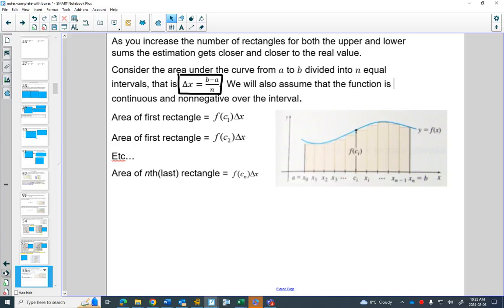So, what would we do? If we were doing the lower sums, we would find out which was the lower point between x0 and x1, and that would be c1. And then we would multiply that by the change in x on the bottom, and that would be our first rectangle. And for the upper one, you would figure out which is the bigger value, and that would be the area of the first rectangle for your upper one. And you would go along and do that for all of your rectangles and add them up.